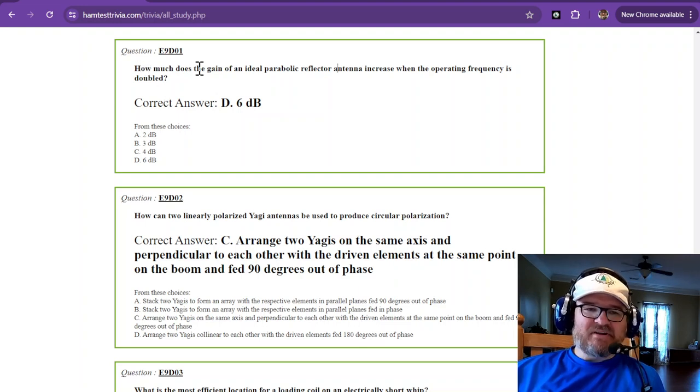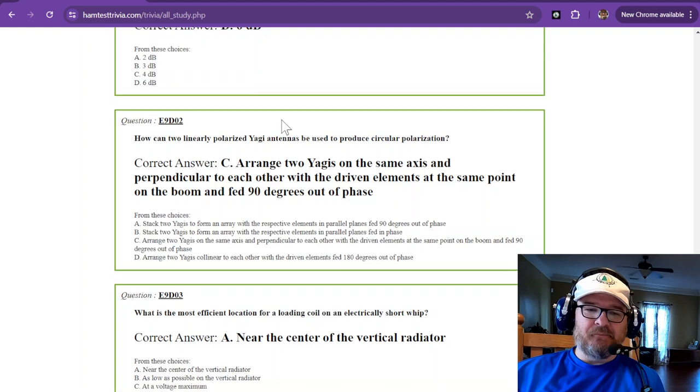Question 1, how much does the gain of an ideal parabolic reflector antenna increase when the operating frequency is doubled? And that is by 6 decibels. So when the frequency doubles, you get 4 times. That's what 6 decibels comes out to, is 4 times the increase. So that's pretty neat to know.